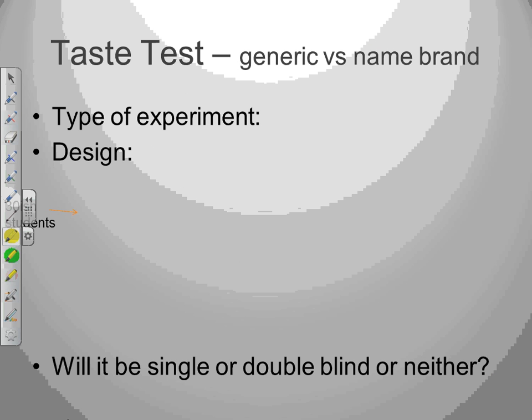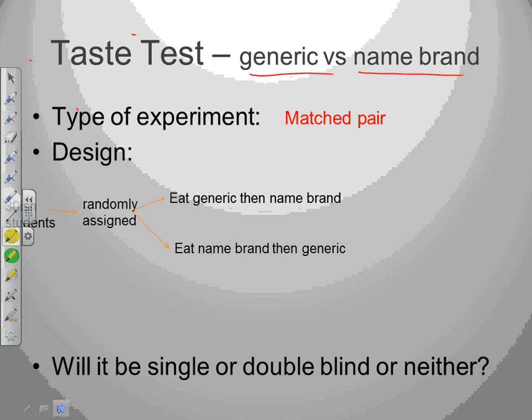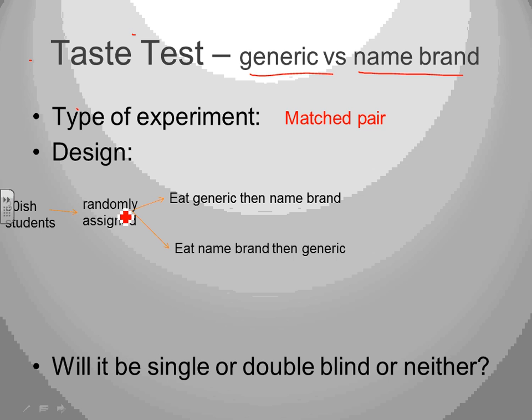All right. What we're going to be doing next class is some experiments. We're going to do a matched pair experiment and a blocked experiment. We're going to do a taste test of a generic versus a name brand for our matched pair, which means we are going to take all of you students, and we will randomly assign you to be eating a generic then a name brand, or a name brand then a generic. So that's matched pair. You're all going to get both treatments, and then we're going to compare your preference.